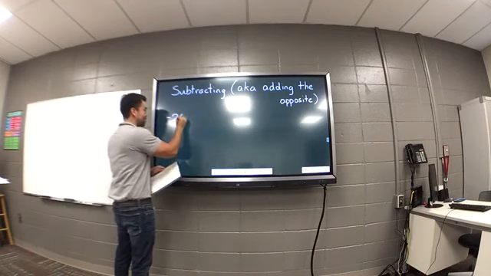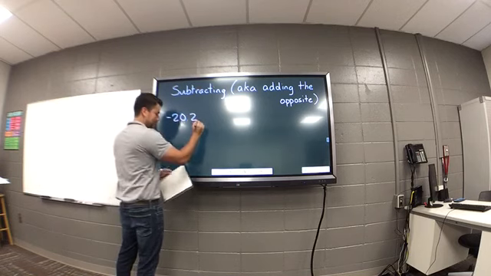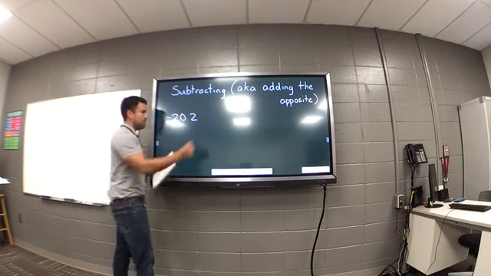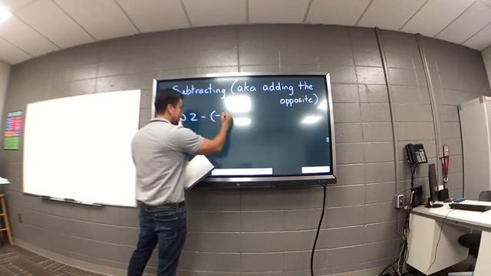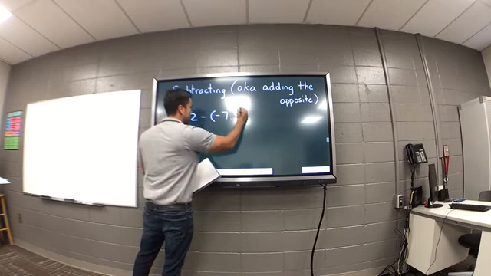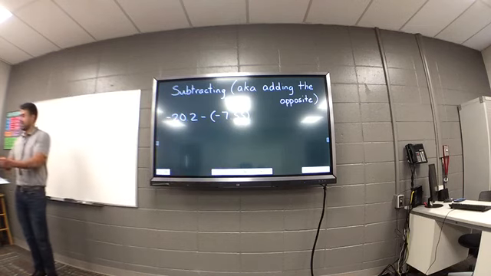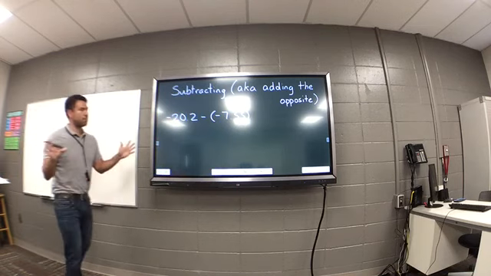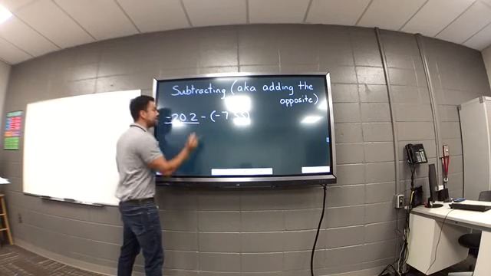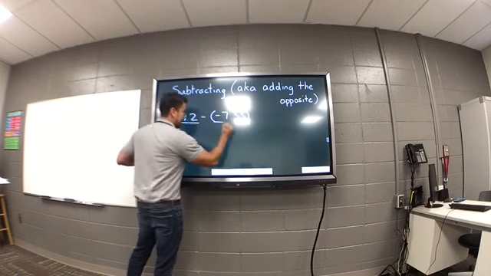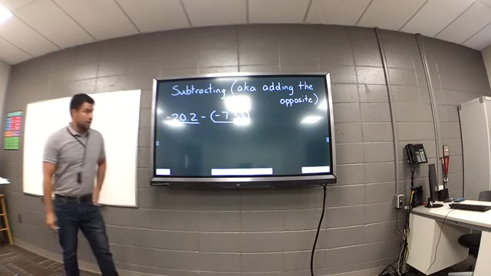let's work out a problem that would deal with this type. Negative 20.2 minus negative 7.33. This is a subtraction problem. It's between negative 20.2 and negative 7.33.